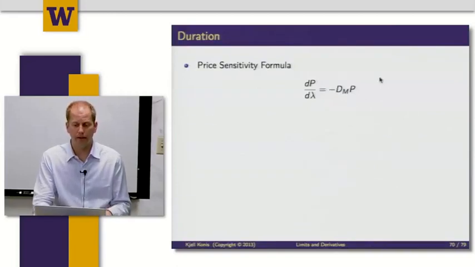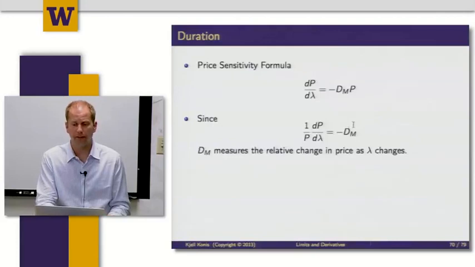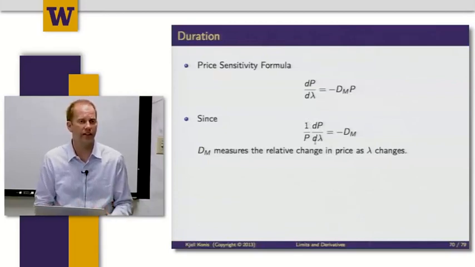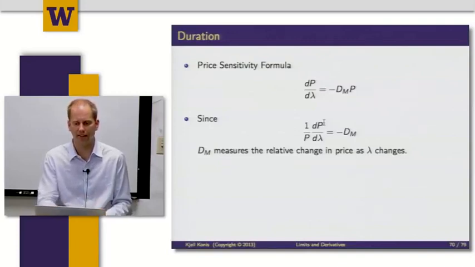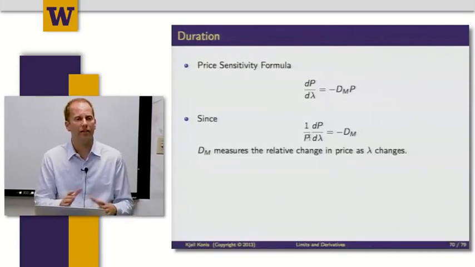And I'm going to make one more little substitution here. So since the price is obviously going to be non-zero, I can divide both sides by price. And now I have the change in price with respect to a change in the yield to maturity divided by price. So the change in price, that's going to be something that's measured in dollars. So if a price changes from $100 down to $80, the change in price was negative $20. If I divide that by the price, now I have some sort of rate.